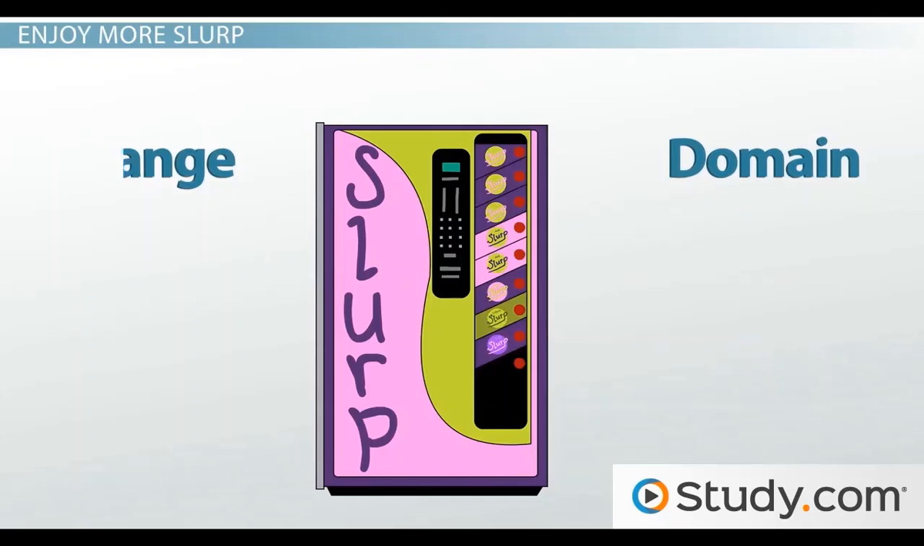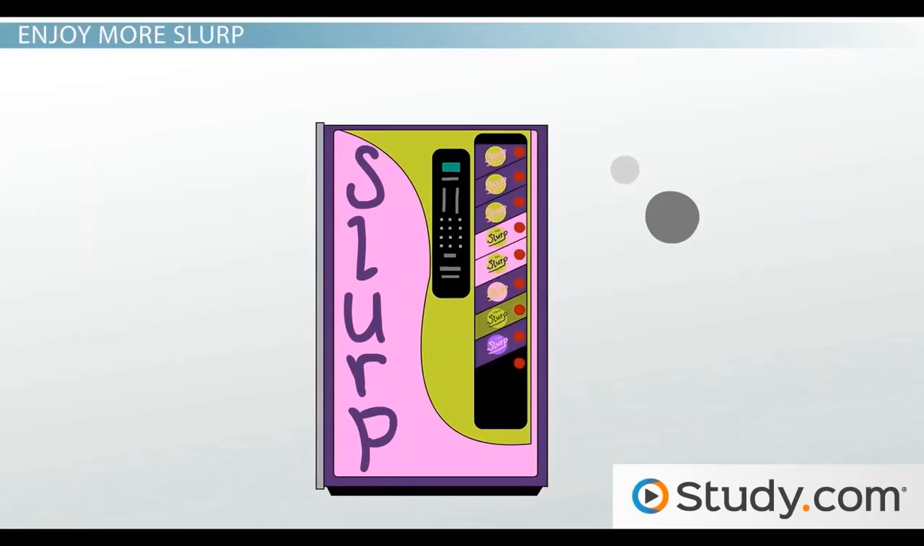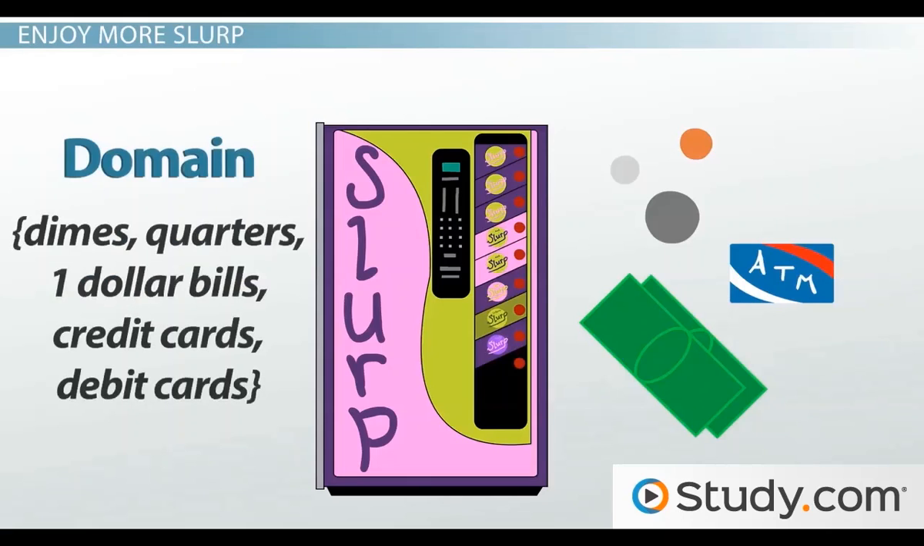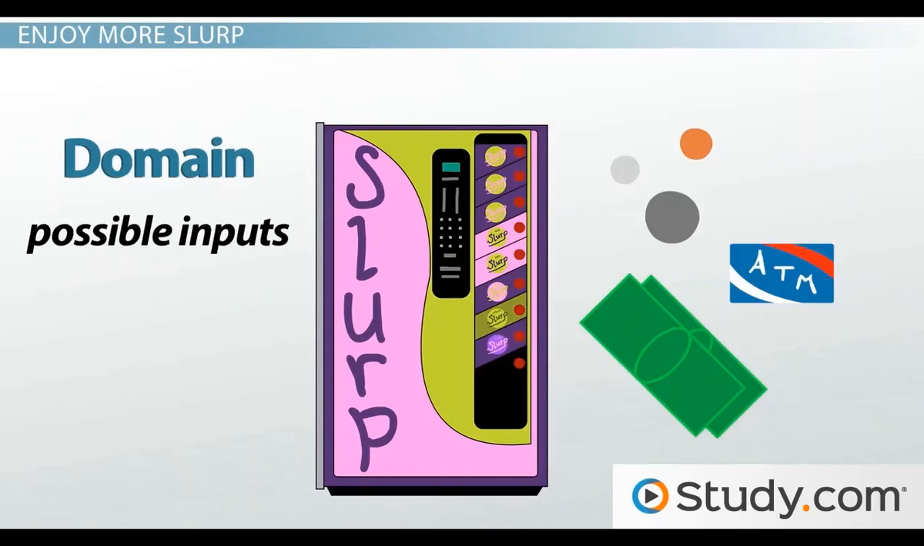Let's think about this in terms of the soda machine. There are different kinds of ways you can pay for your soda. You can use dimes, quarters, $1 bills, and some machines will even let you use your credit or debit card now. But what happens if you try to use a penny? To be honest, I'm not actually sure, but I'd guess that it either spits it back out at you or just steals it and doesn't count it towards your soda. Either way, pennies don't work in the machine. That means that the domain of this soda machine is only dimes, quarters, $1 bills, credit cards, and debit cards. These are the possible inputs, the only things that will work in the machine.